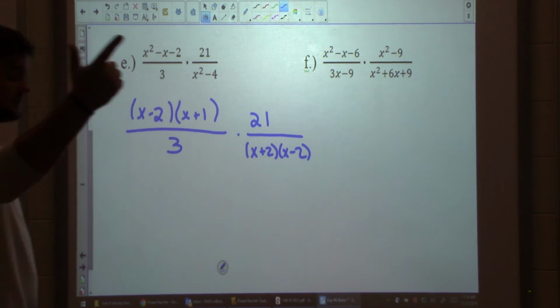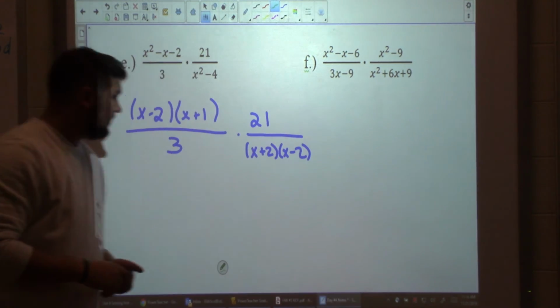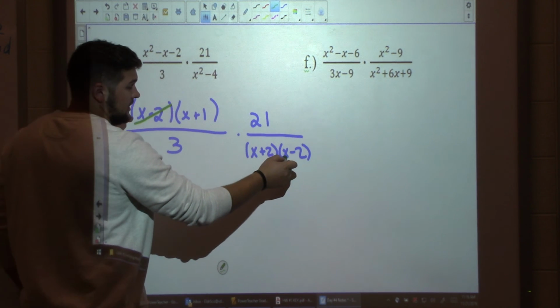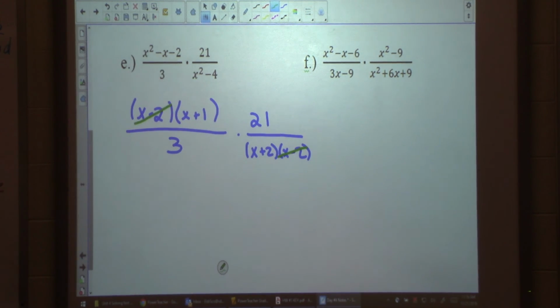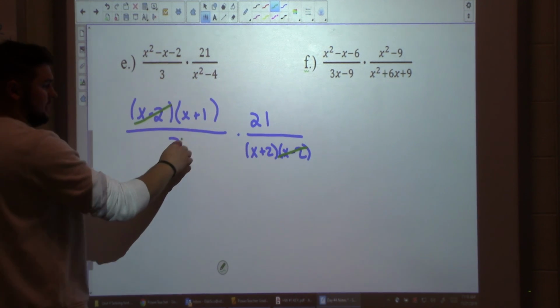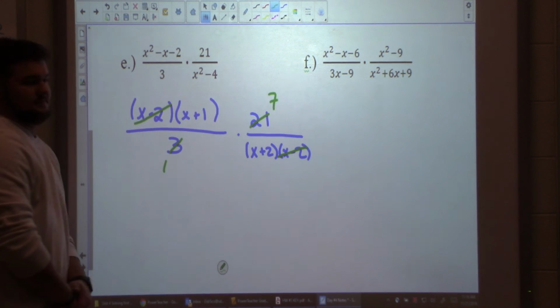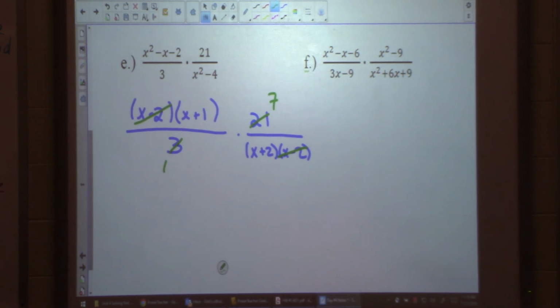So after I factor, I simplify. Well, if I look, x minus 2 in my numerator and denominator, I can cancel those out. What else can I simplify in numerator and denominator? 21 and 3. I can take a 3 out of both. 1, 7. Alright. Can I simplify anything else? No, so now I'm going to do my multiplication.